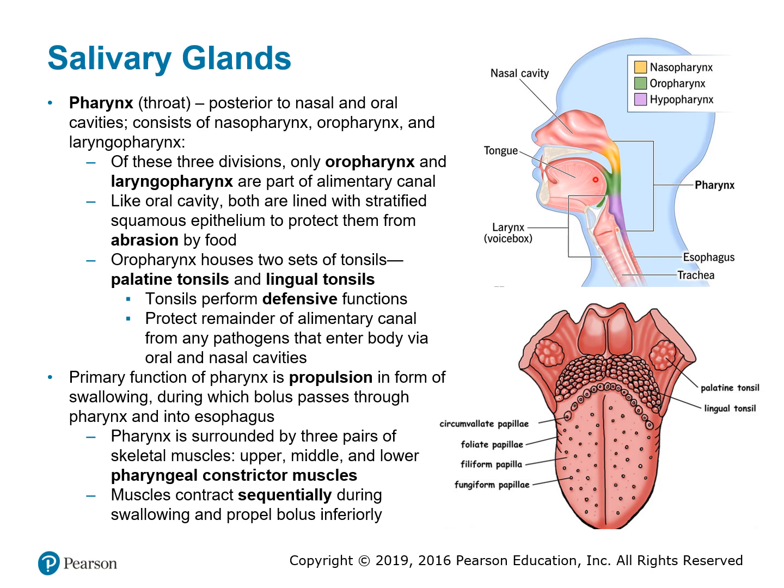The oropharynx does house two sets of tonsils, the palatine tonsils, which are these here, and the lingual tonsils, which are studded along the tongue. They're so small, but they're there. Now, these tonsils perform defensive functions. They protect the remainder of the alimentary canal from any pathogens or bacteria entering the oral or the nasal cavities.